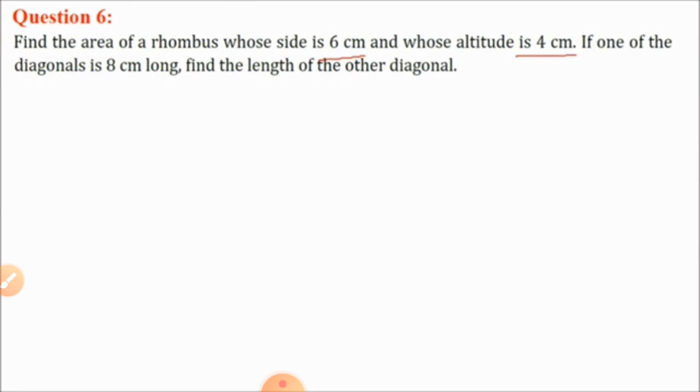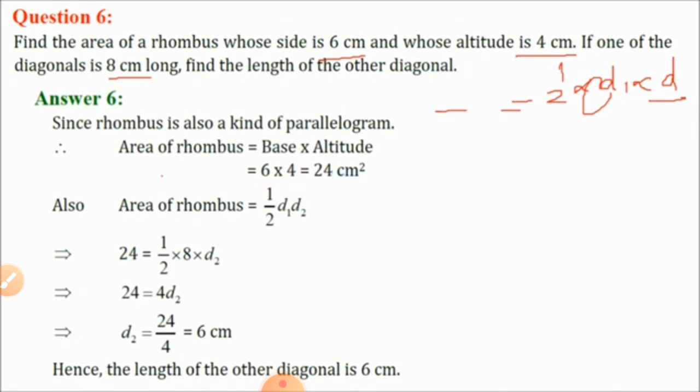Question number 6 of 11.2. Find the area of a rhombus whose side is 6 centimeters and whose altitude is 4 centimeters. Now the new thing is here: if one of the diagonals is 8 centimeters long, find the length of the other diagonal. One side is given as 6 centimeters, altitude is given as 4. We have the formula D1 into D2. Can you imagine how to find the answer? Very simple. Area of rhombus is equal to base into altitude. Base is 6 and altitude is 4, so 24.